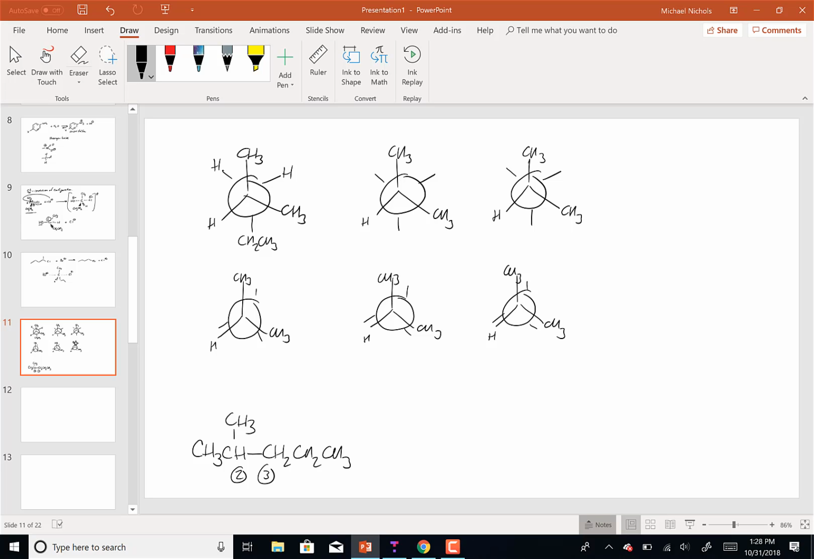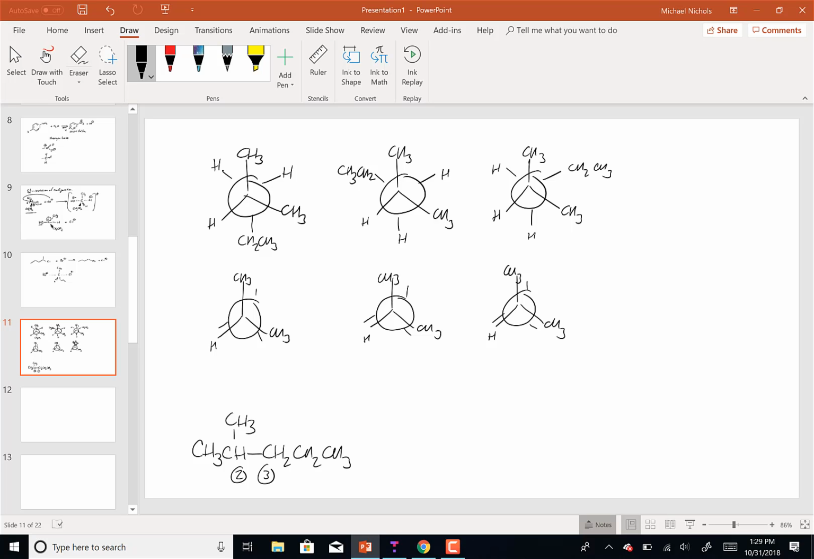So there's my back carbon, 2 H's and an ethyl. So now let's go ahead and rotate clockwise. I'm going to rotate the ethyl group to the top left, and then the hydrogens go in the other 2 positions, and then I would continue and rotate the ethyl group to the top right. And so there are my 3 conformations.